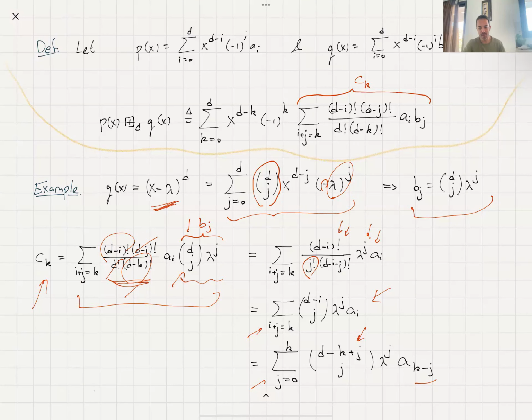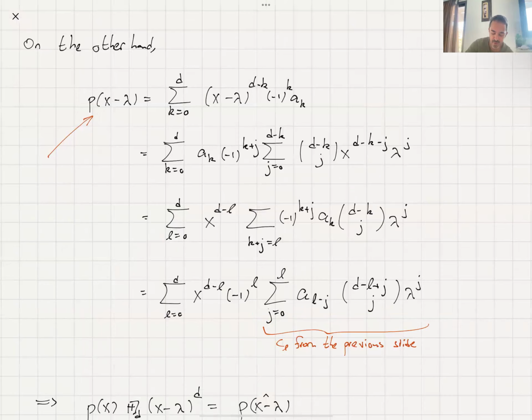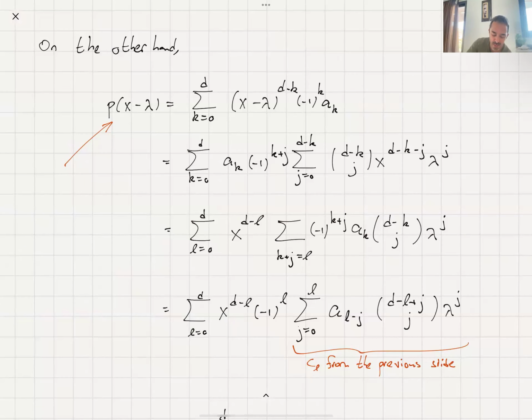Now, it's really hard to actually continue from here, but it's easier if you know what to expect, to open up your guess and see that you get the same thing. So on the other hand, let's look at p of x minus lambda. Forgetting about the previous calculation for the moment, p of x minus lambda, in our weird notation, looks like that. I just put x minus lambda here instead of x. And then again, I'll use the binomial theorem.